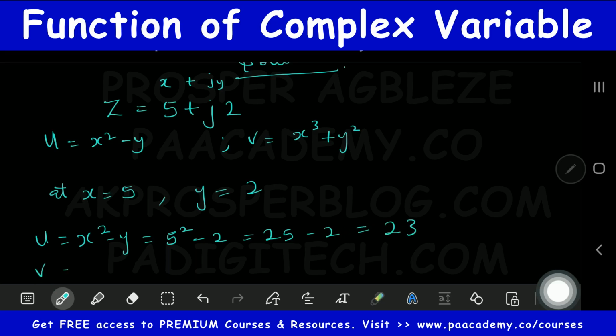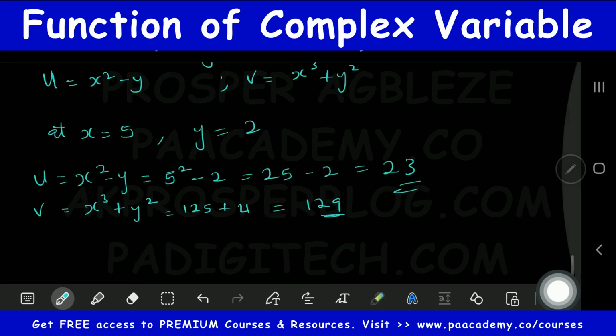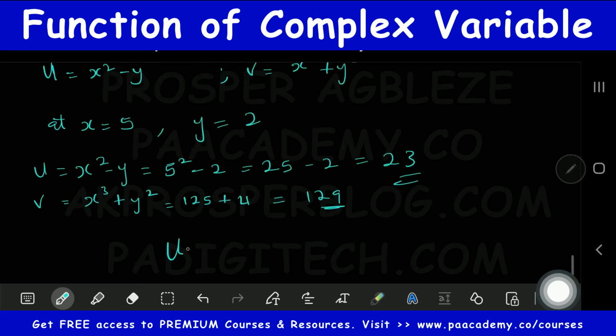And then our v, which is x cubed plus y squared, is going to be 5 times 5 times 5, that's 125, plus y squared. Let me confirm, that's plus y squared, and our y is 2, so that would be 4, and that's going to be 129. With this now we've been able to determine the values of our u, which we got to be 23, and our v, which we got to be 129.